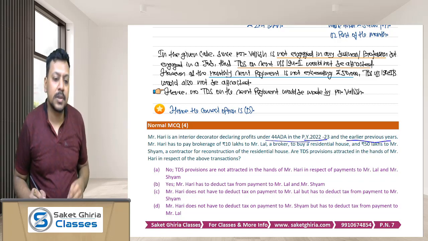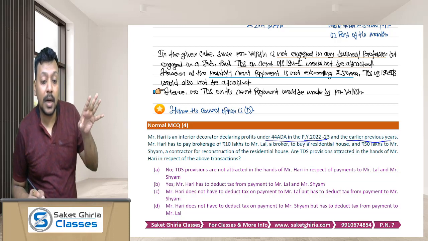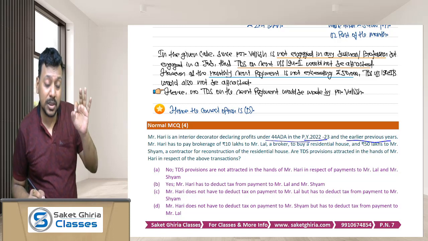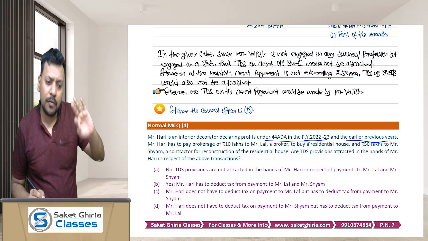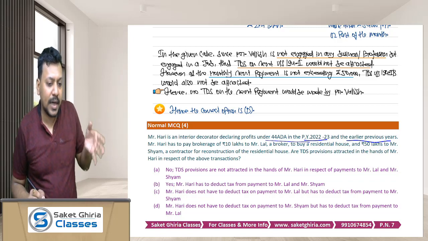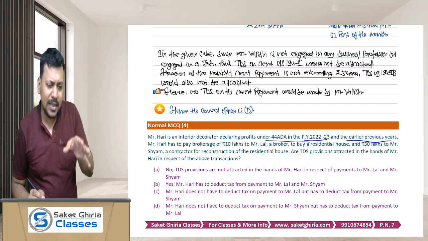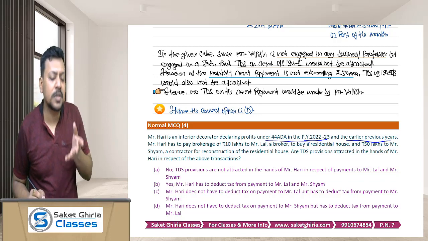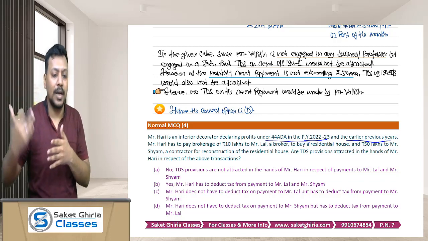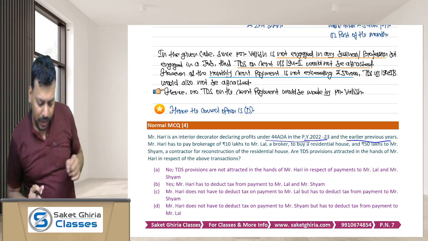But dear, read a few more words. And earlier previous year also means Mr. Hari is opting for section 44 ADA from last many years. So it indicates that the gross receipt from profession of Mr. Hari is rupees 50 lakh or up to rupees 50 lakh. It is not exceeding rupees 50 lakh. Okay. So I will not take much of your time.